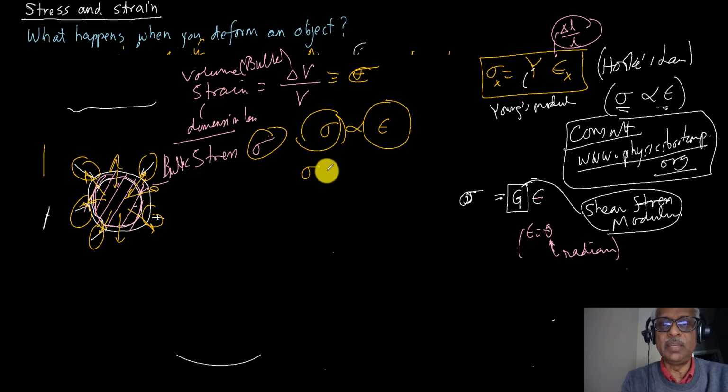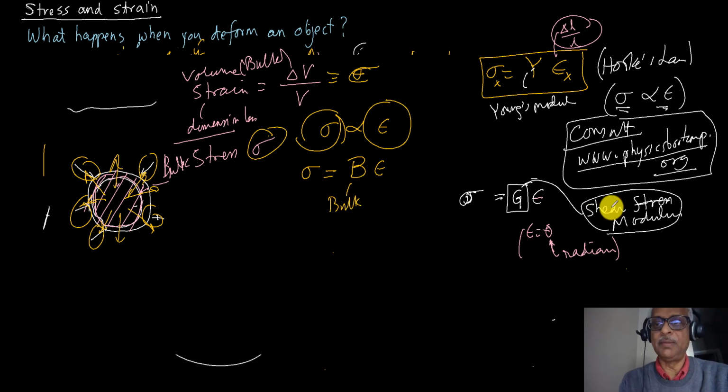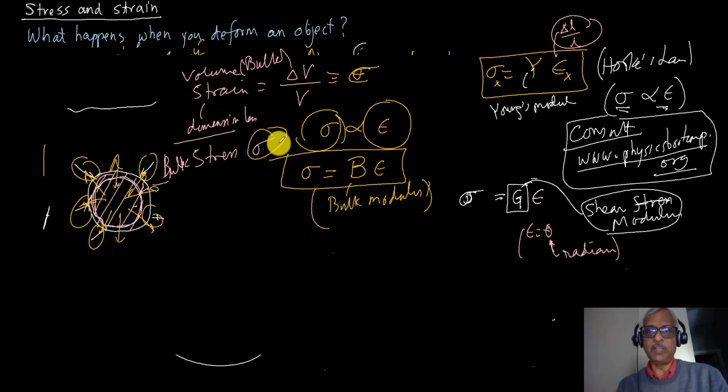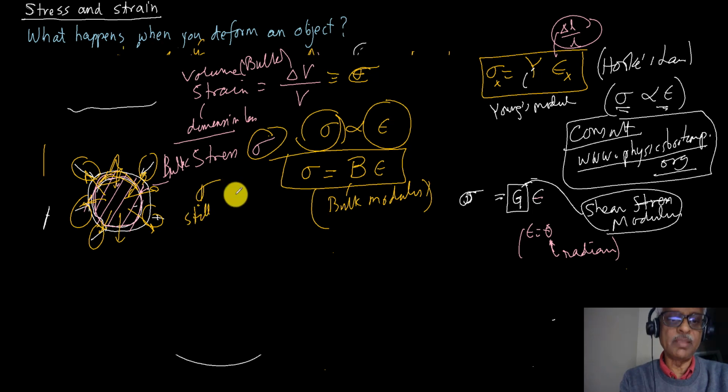And then there will be a modulus. We can call it letter B for bulk, just like that, bulk modulus. It's the same type of formula, right? But the strains are very different, and the corresponding stress is still whatever this force is per unit area. So sigma is still the amount of force per unit area.